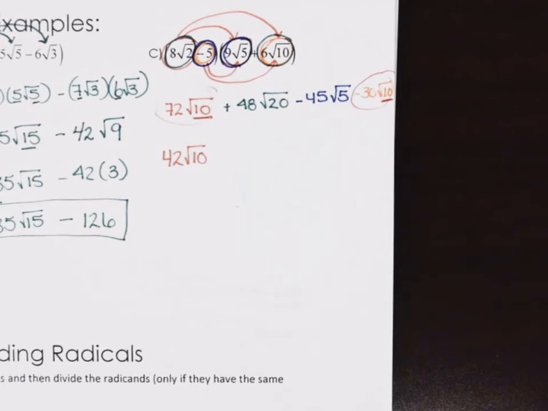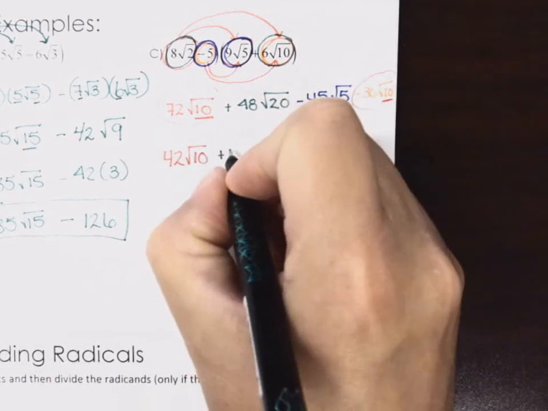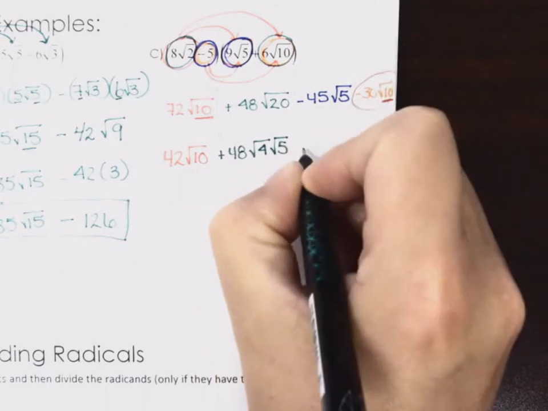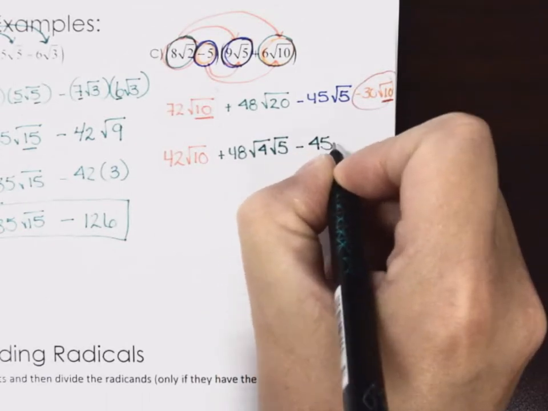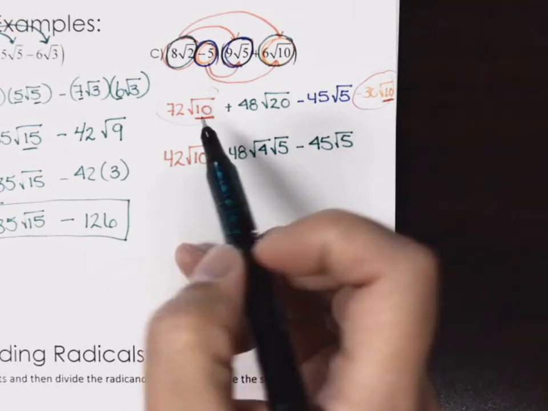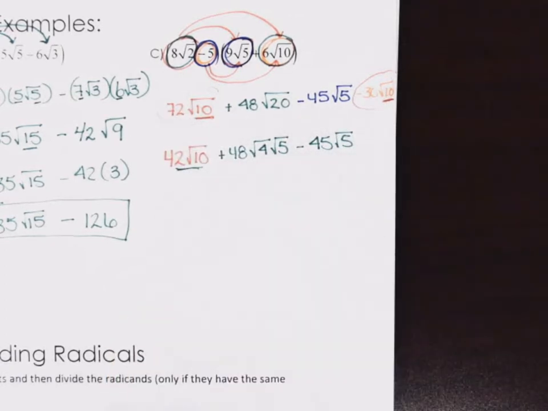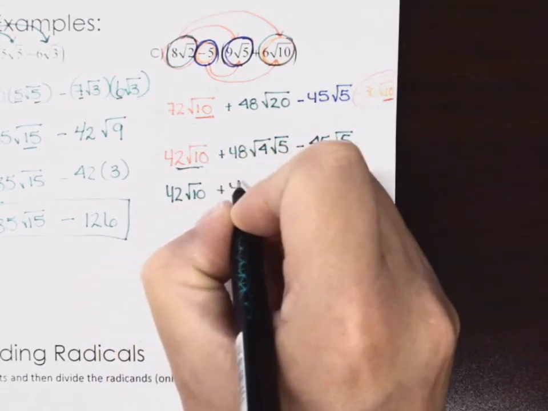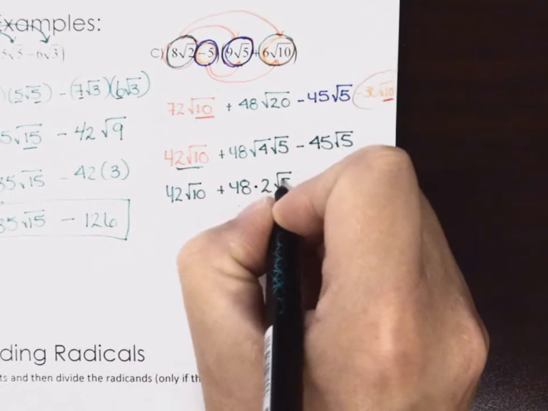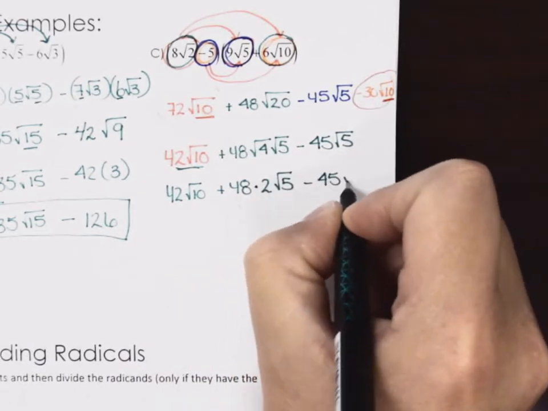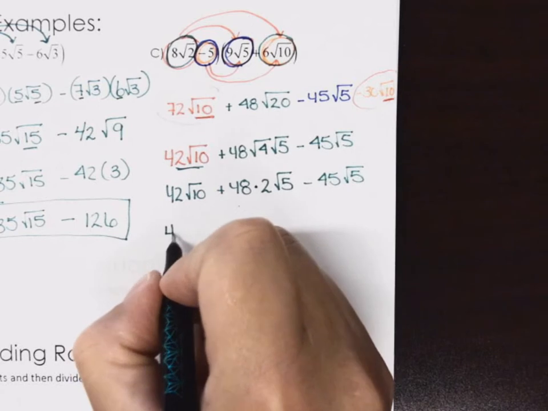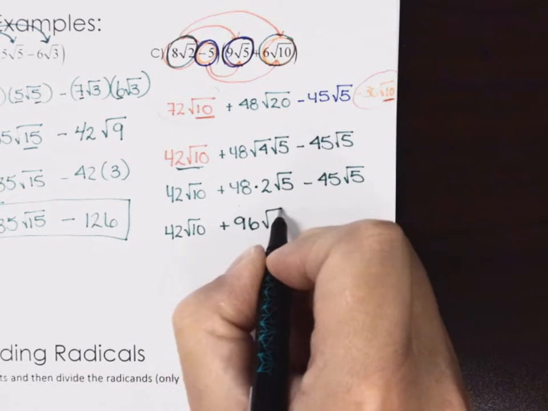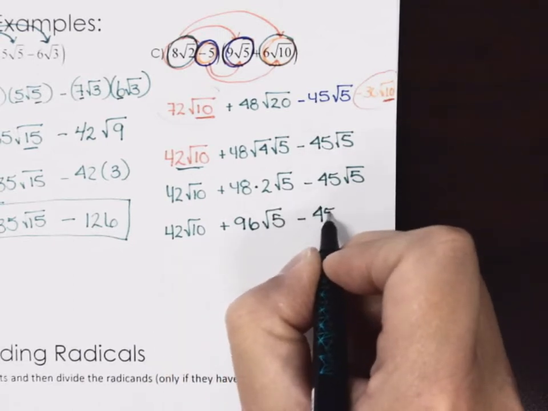What's 20? 4 and 5. So we're going to have plus 48 times root 4 times root 5 minus 45 root 5. And those two got combined, so that's that right there. Okay, so we're going to have 42 root 10 plus 48 times 2 times root 5 minus 45 root 5. So 42 root 10 plus 96 root 5 minus 45 root 5.